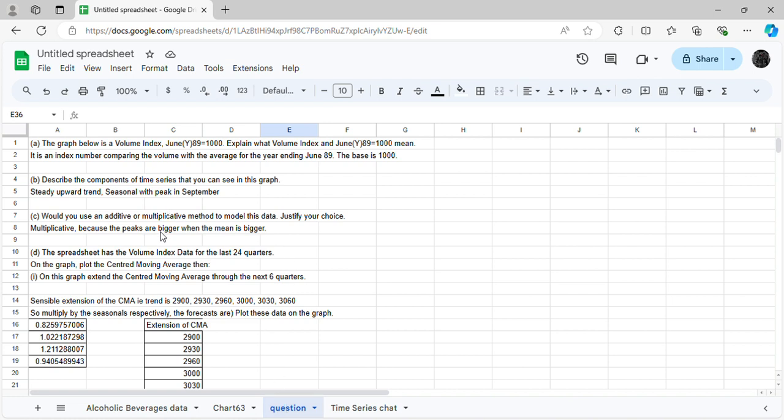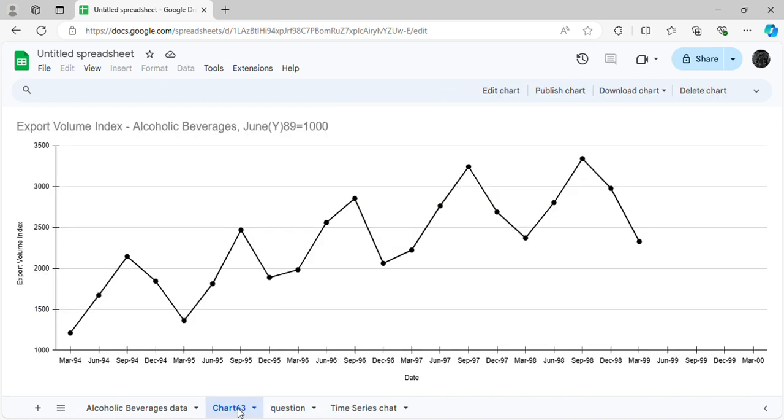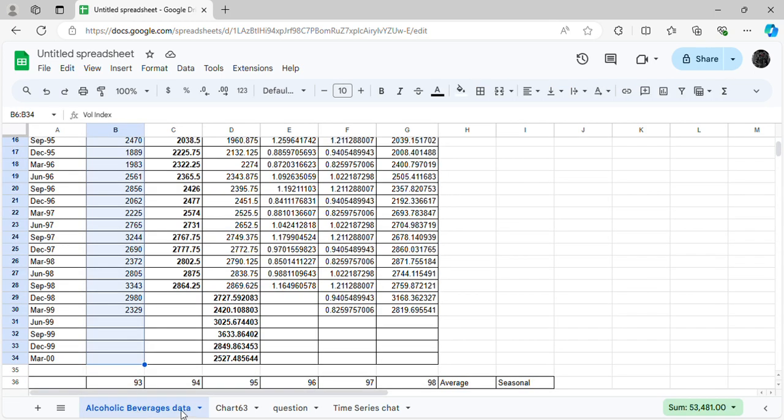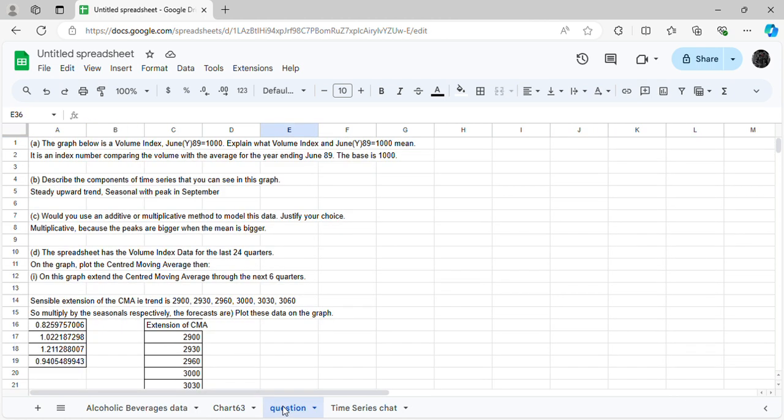Would you use an additive or multiplicative method to model this data? Justify your answer. Multiplicative, because the peaks are bigger when the mean is bigger. So we will use multiplicative method to model this data.